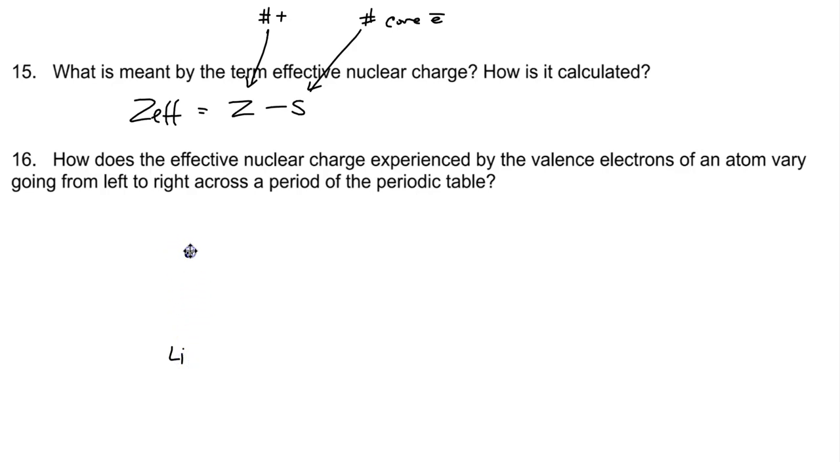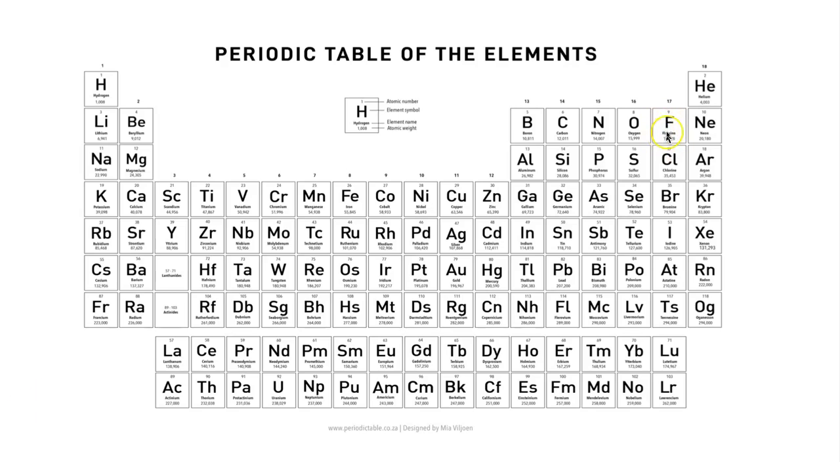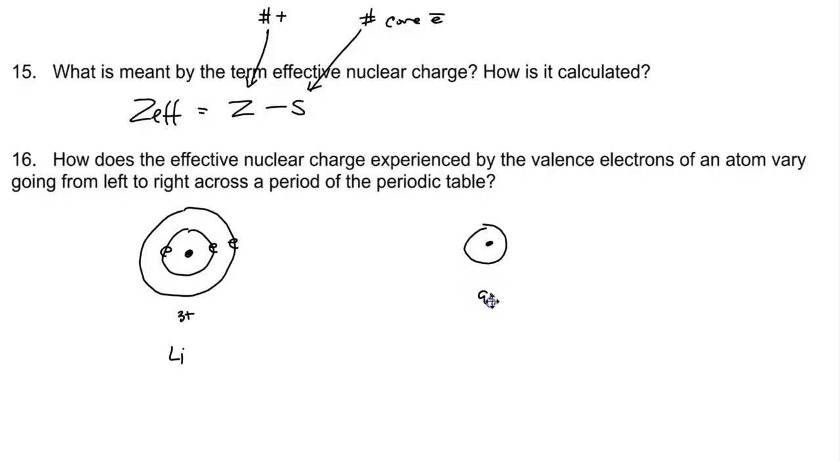So here's lithium. In its nucleus, it has 3 protons. First shell, it's got 2 electrons. The second shell, it's got 1 electron. But we know that it has 3 protons in the nucleus. Let's go over to fluorine. Fluorine has an atomic number of 9, so 9 protons in the nucleus. First energy level, it's got 2 electrons. The second energy level, it's going to have 7 electrons: 1, 2, 3, 4, 5, 6, 7. So this one is fluorine.